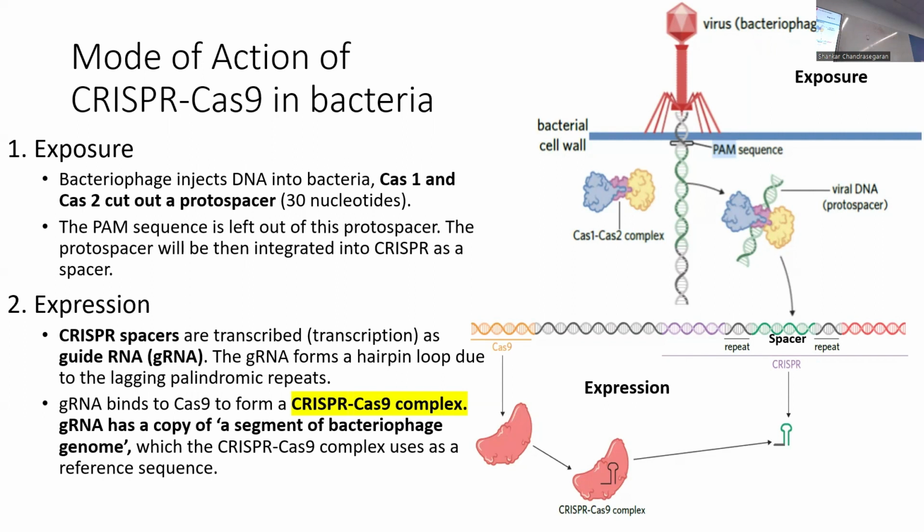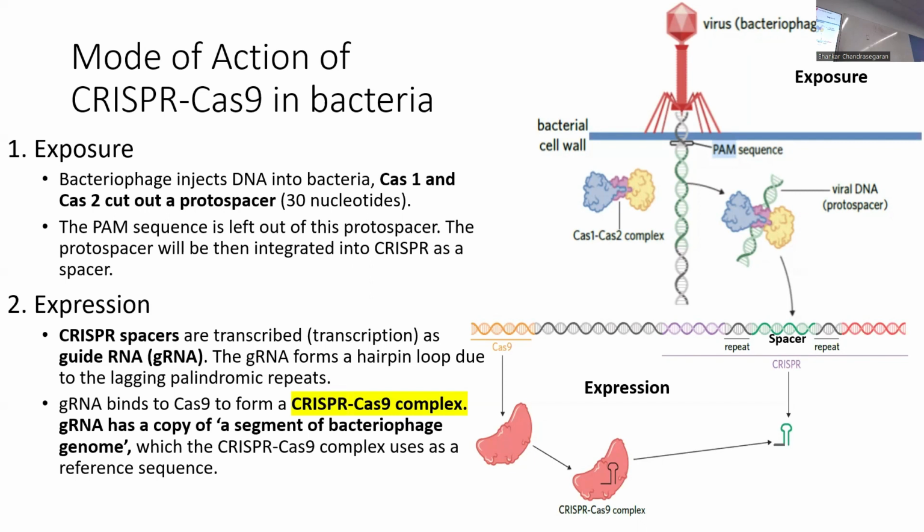Like I said, the PAM sequence is a reference sequence that can be found on the DNA sequence of a bacteriophage. When it's recognized, the Cas1 and Cas2 proteins are activated, and they will cut out something known as a protospacer. It's called a protospacer because essentially it's going to become a spacer, but the word proto means early. The fact that it's only just been cut is why it's referred to as a protospacer. It's a new spacer, right? The PAM sequence is left out of this protospacer.